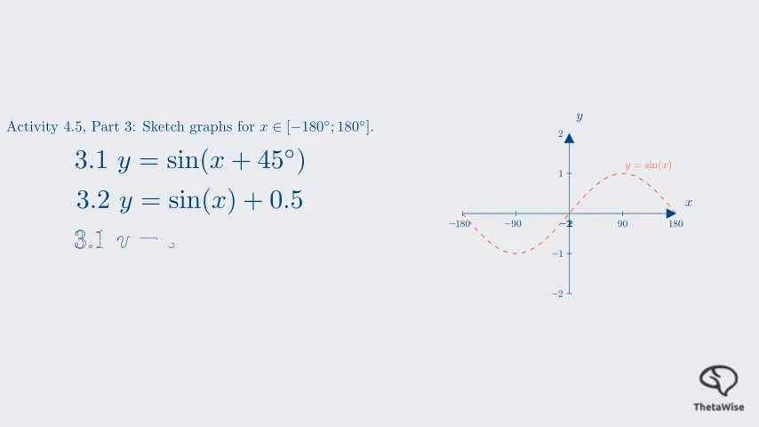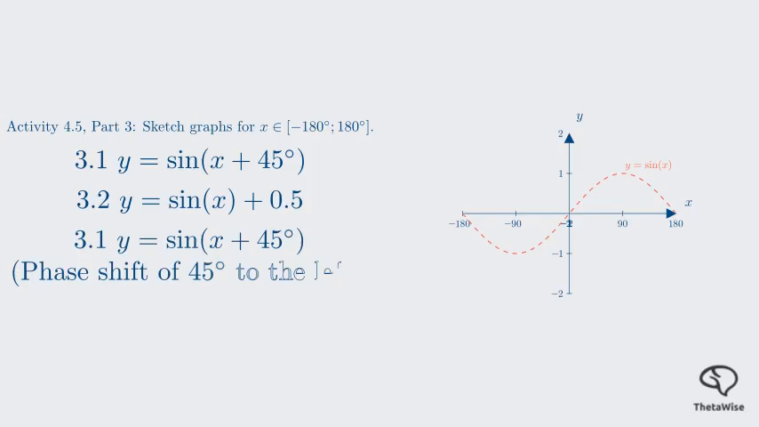Equation 3.1 is y equals sine of x plus 45 degrees. This is a phase shift. The plus 45 degrees inside the parentheses means we shift the graph 45 degrees to the left. Let's shift the key points of our dashed red line. The x-intercept at 0 moves to negative 45. The maximum at 90 moves to 45. The x-intercept at 180 moves to 135. Let's draw this shifted graph as a solid blue line.